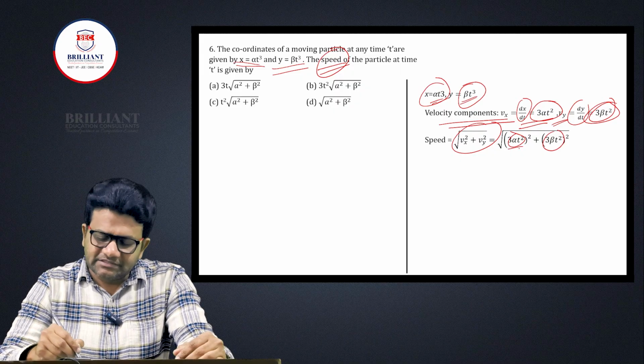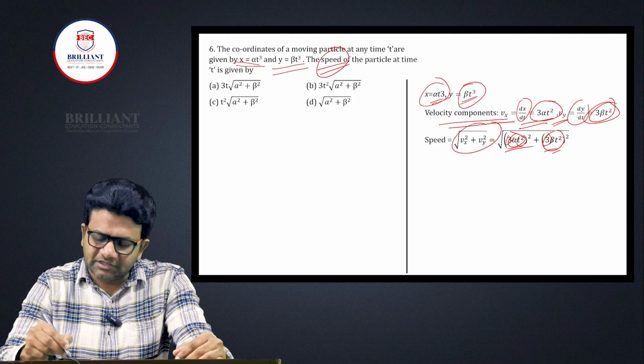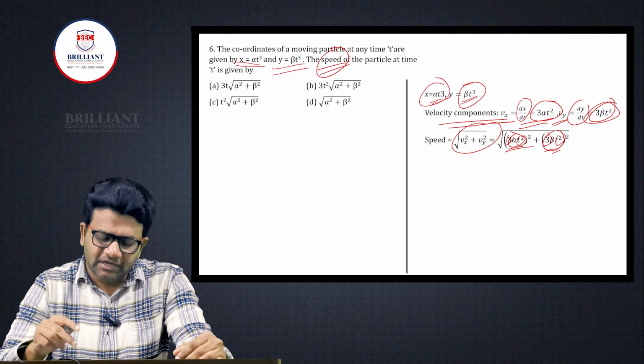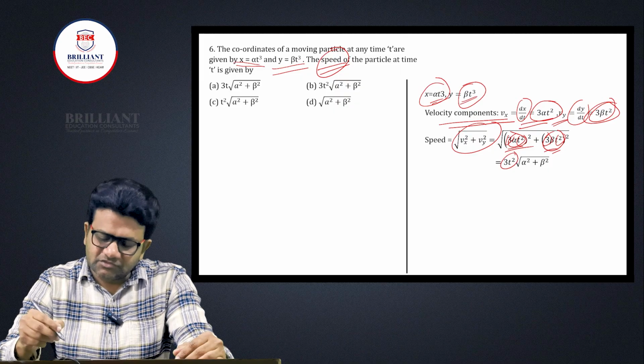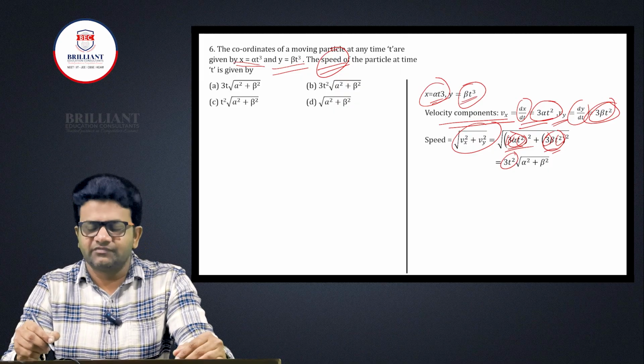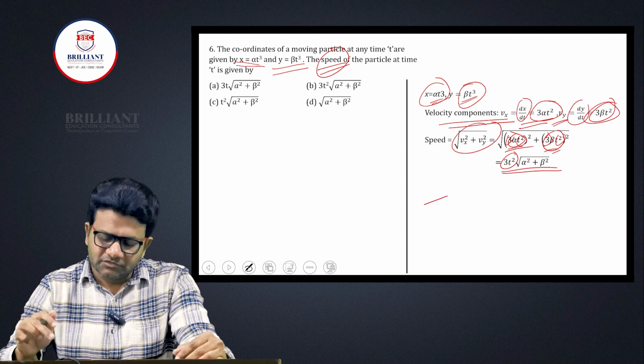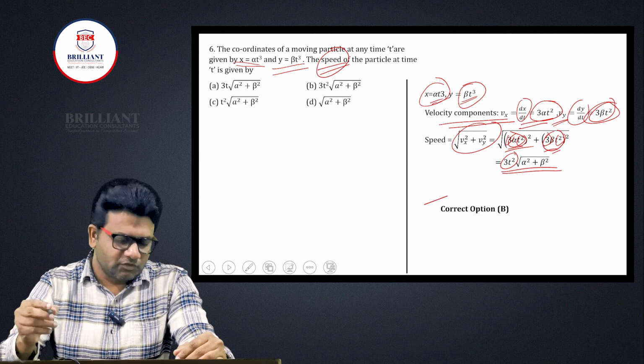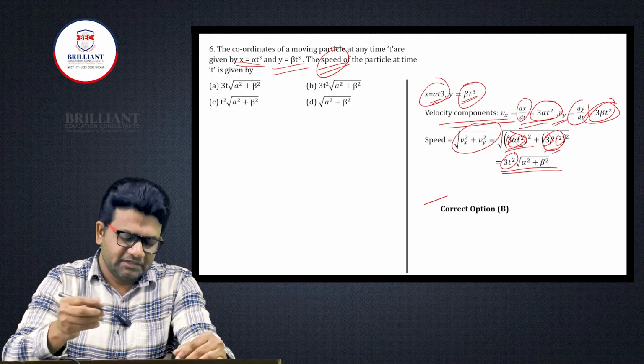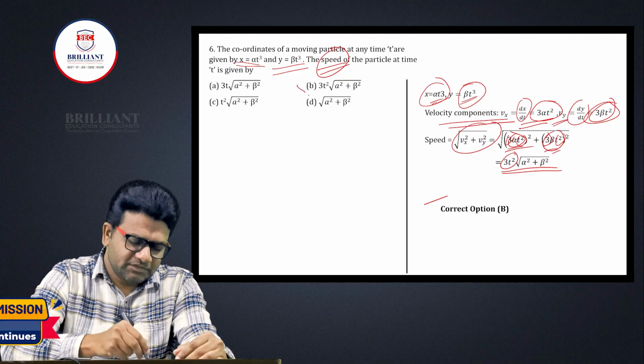So we substitute 3 alpha t square here and 3 beta t square here. You can see the common factors: 3 and t square are common in both, so we take them outside. So we get 3t square outside, times the square root of alpha square plus beta square. So you can see the correct option is B, that is 3t square into the square root of alpha square plus beta square.